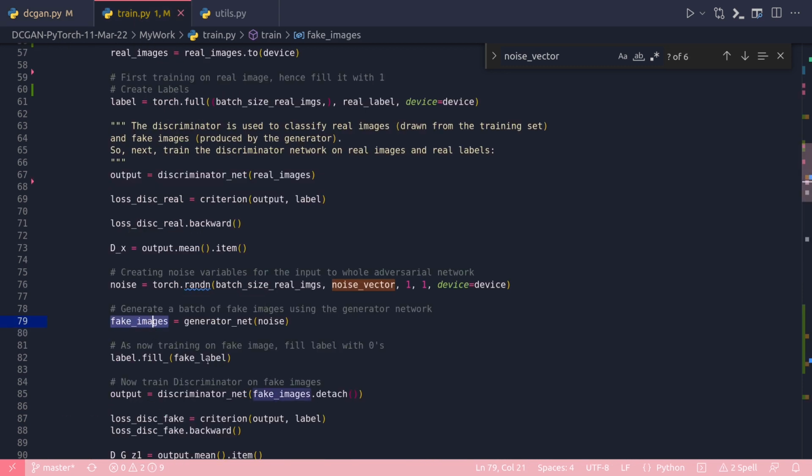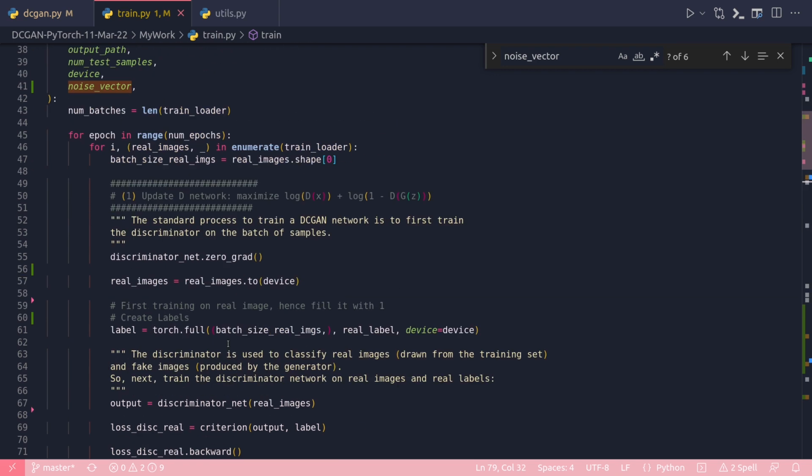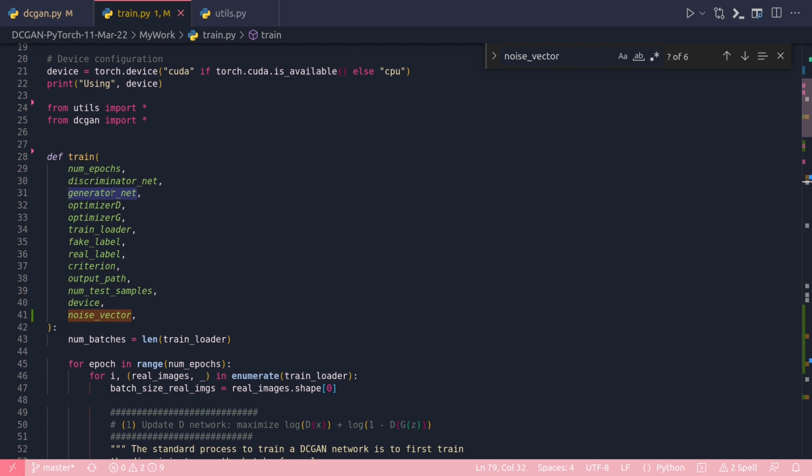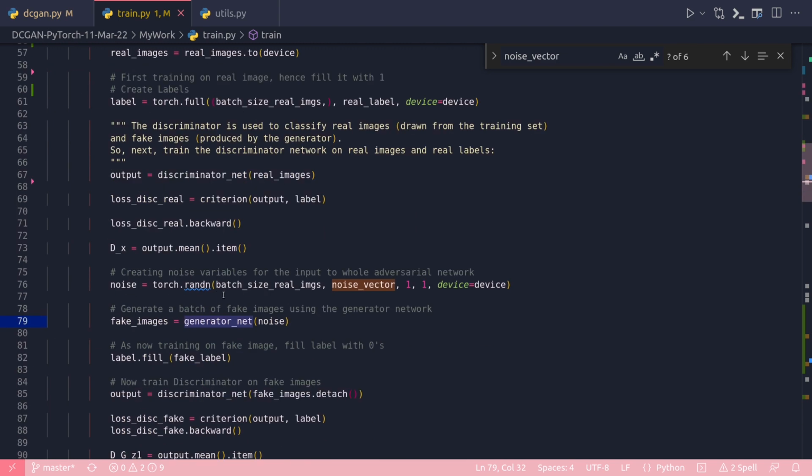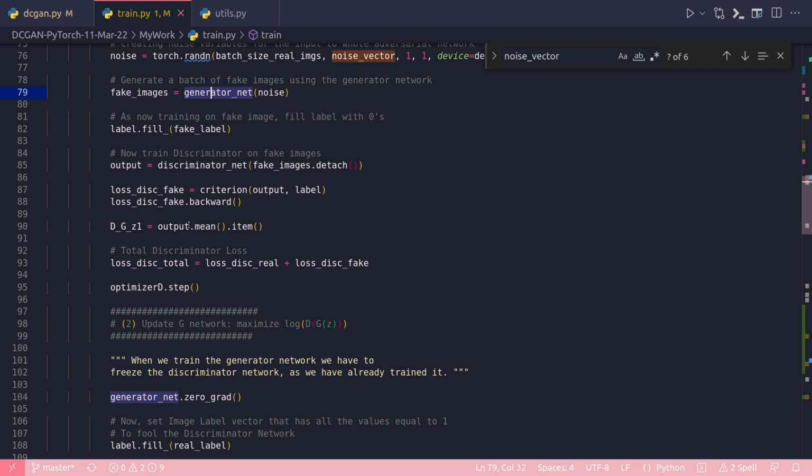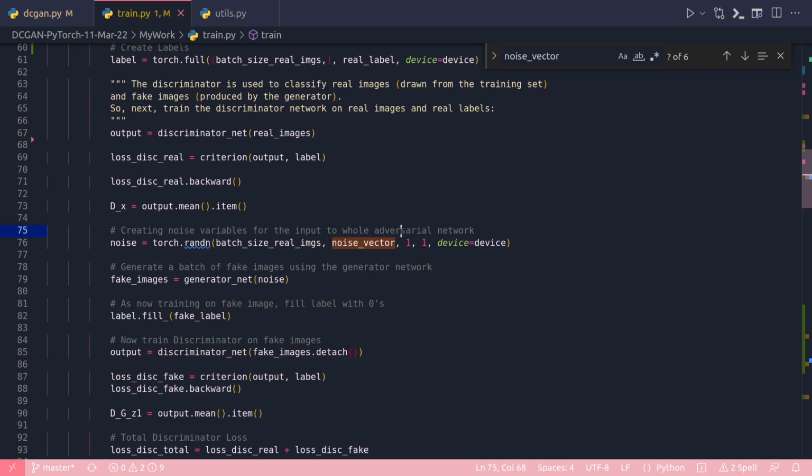Fake images generated by the generator class is generator net, and to that I'm passing this noise. And obviously generator net is part of the arguments, and we will see that this is an object of the generator class that we will define immediately after defining this train function. And now that I have created fake images, my discriminator network also needs to be trained on the fake images, and so I have to create some labels which are for the fake images.